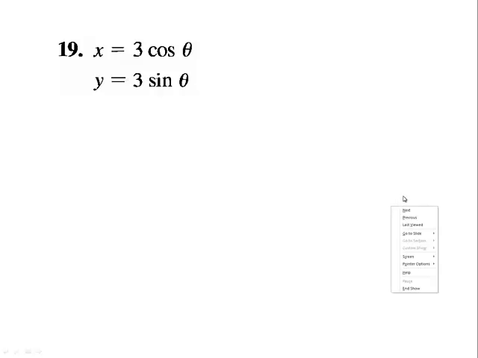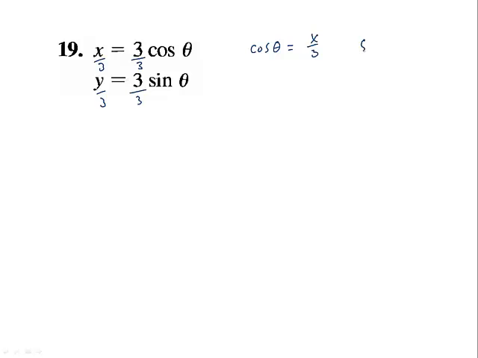Okay, let's try this one here. All right, we're going to do this like we did the last one. We're going to solve this for cosine. So I'm going to divide by 3. So that means cosine theta is equal to x over 3. There's one parameter. And then I'm going to solve this and divide this by 3. And I'm going to get sine of theta is equal to y over 3.